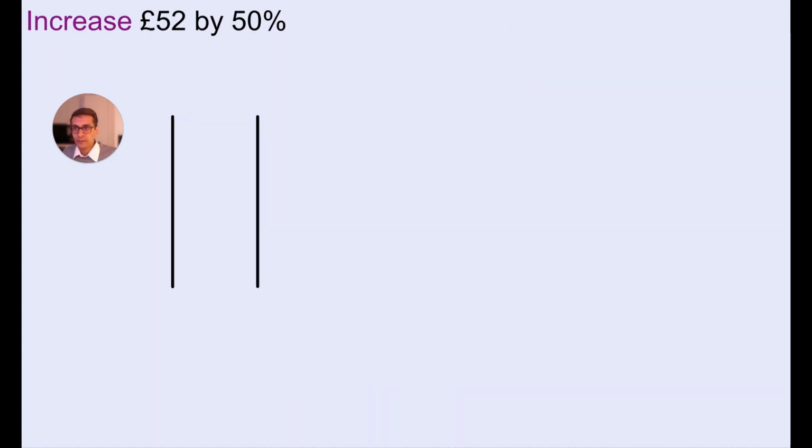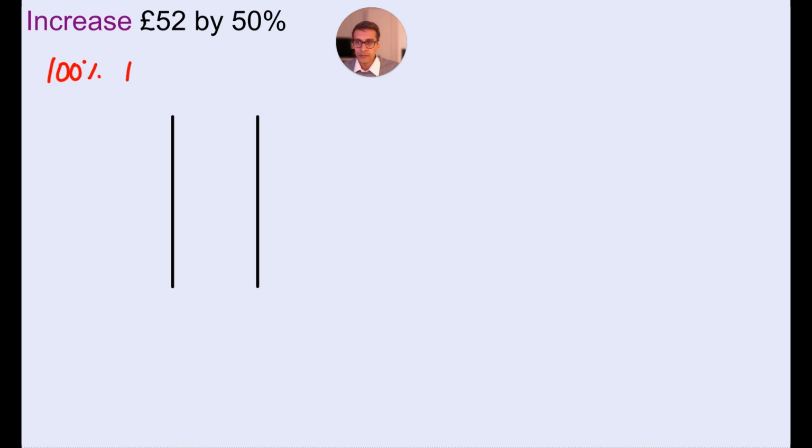Okay, next question. Increase 52 by 50%. Pause the video and have a go, and then I'm going to show you how to do this. Okay, so first of all, let's work out the percentage we're working out. 100% plus 50% equals 150%. Now this is 150% of 52. So let's label this: 100% is 52.